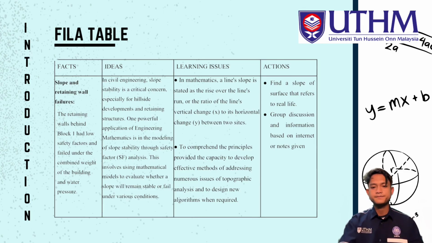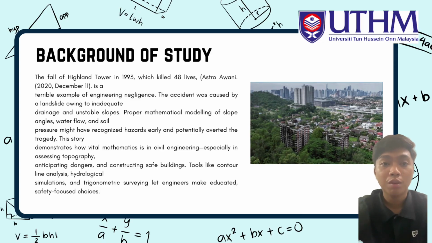Thank you. My name is Muhammad Karim Nashim. I'm going to present about our background study. So basically, the fall of Highland Tower in 1993 killed 48 lives. Astro Awan on December 11, 2020, is a terrible example of engineering negligence. The accident was caused by a landslide owing to inadequate drainage and unstable slope.